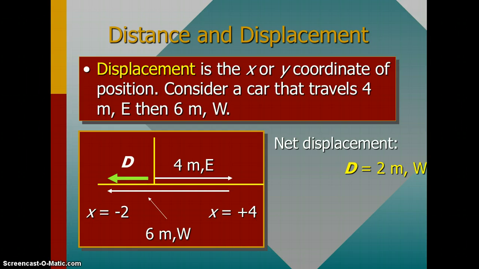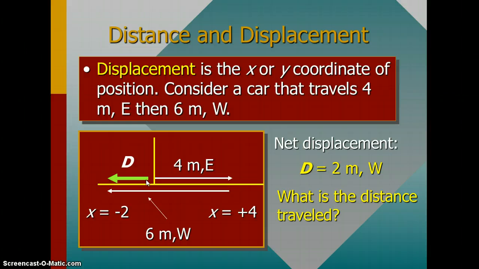So net displacement is 2 meters west. All right, what is the distance traveled? What do you think? All right, the distance traveled is 10 meters, because he went 4 plus the 6 that he went back, that's in total 10 meters. All right, you guys, I think with this example you're going to find it easier.